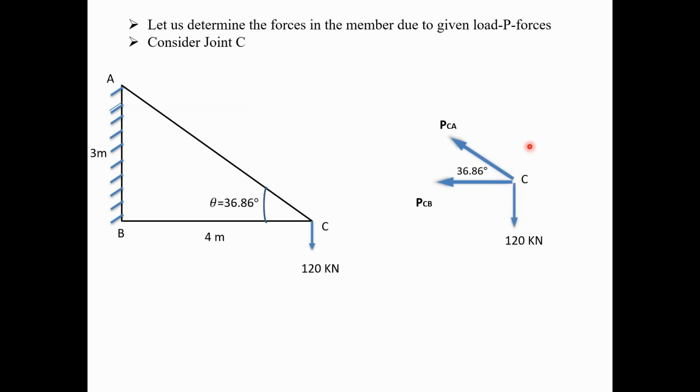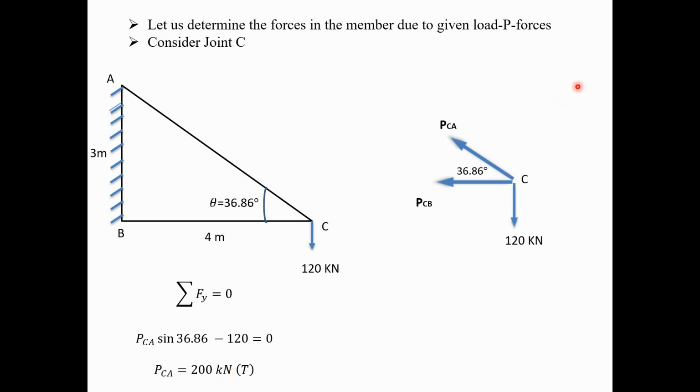So there are three forces which are concurrent. We can apply the conditions of equilibrium. That is, the first condition is summation of Fy is equal to 0. So by applying this condition, summation of Fy is equal to 0 for the joint C, PCA sin 36.86 in the upward direction, so it is plus, then minus 120 is equal to 0. Then you will get PCA is equal to 200 kilonewton.